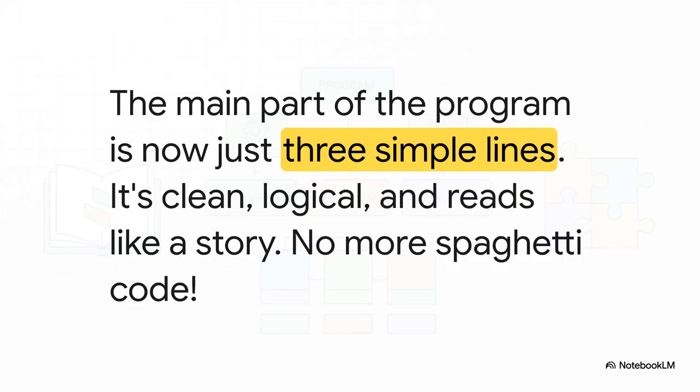So after we've defined all our little helper subprograms, what does the main part of our code look like? Look at that. It's just 3 lines. First, we call intro to set the scene. Then, door number equals choice runs our choice function and saves the result. Finally, we pass that result into check door. It reads just like a story. It's clean, it's logical, and there's no spaghetti.